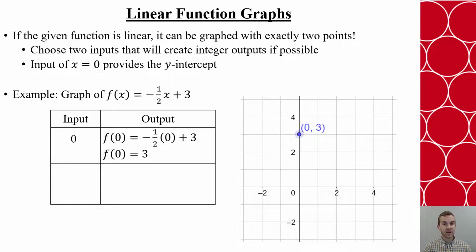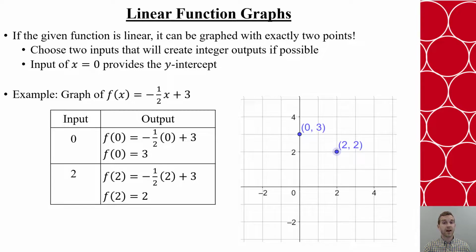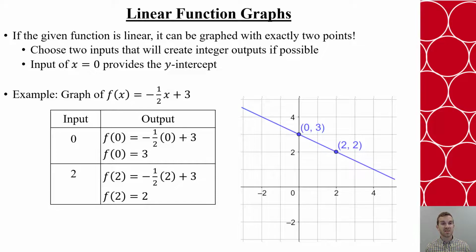Now I'd want to choose a second point that will give me an integer value. So I want it to be a multiple of the denominator. That's a way to think about it. What's a multiple of the denominator? Well, let's use 2, because negative 1/2 times 2 is negative 1. Negative 1 plus 3 is positive 2. That will give me an ordered pair of (2, 2). Now I have 2 points. I know it is a linear function, so I can draw the line through those 2 points, and that will represent all of the values that make this function true.